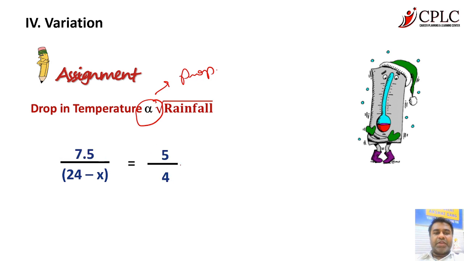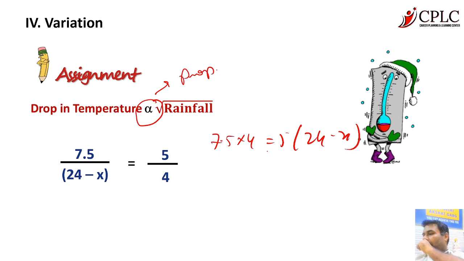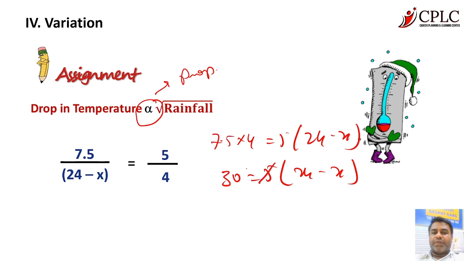Root of 25 is 5, root of 16 is 4. Now just cross multiply. So this will be 7.5 into 4 is equal to 5 in bracket 24 minus x. 7.5 into 4, so this will be 30 is equal to 5 in bracket 24 minus x. So 5 sixes are 30. So 24 minus x is equal to 6.